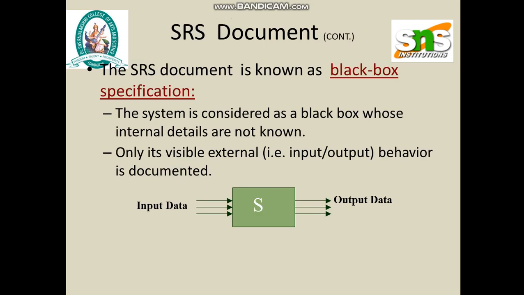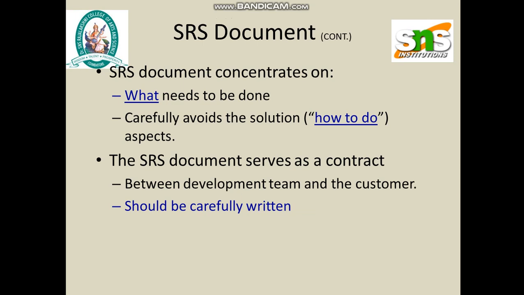Generally, the SRS document is known as a black box view, that is, we cannot know the internal details; it is visible only externally, showing only input and output. We don't know how the processing takes place inside and how it produces the output. So completely, we can say the SRS document explains what needs to be done. It never discusses how to do it. And the SRS document serves as a contract, which we already discussed, between the development team and the customer.